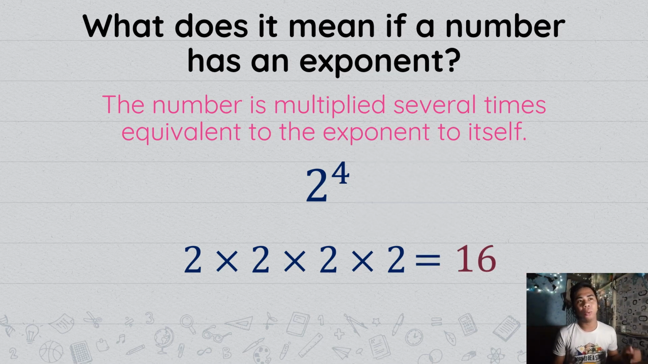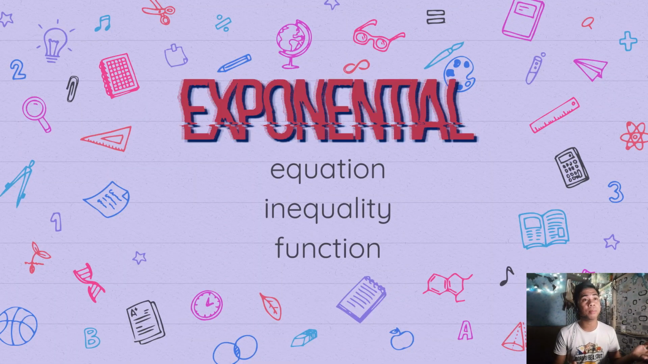This is a very, very important concept in exponents, because sadly, there are some students who simply multiply the exponent with the base, which is actually incorrect. Instead, you need to multiply the base several times, equivalent to its exponent.